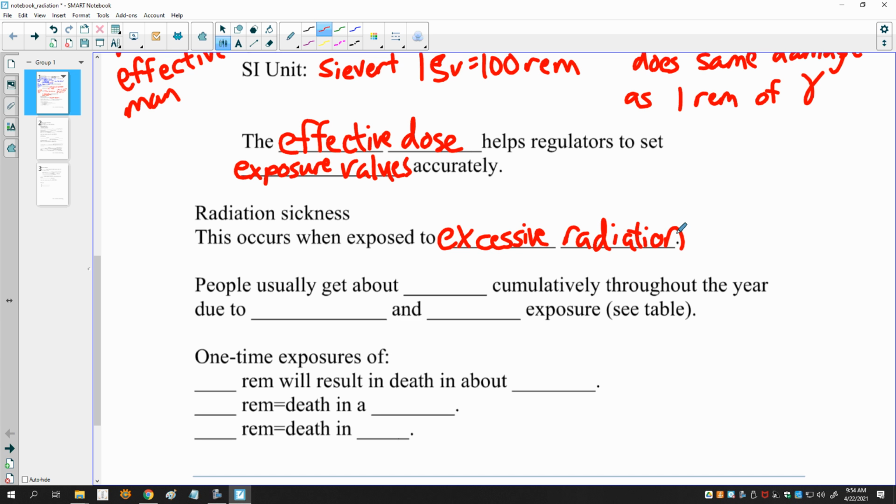There's a table in your book that lists the amounts of radiation that you'll get just due to natural or man-made things as you go about your life, and these are usually relatively small, less than, say, 400 rem cumulatively throughout the year. Sorry, let me correct that. It's not 400 rem, it's 400 millirem. So much less than a rem. Actually, 400 millirem would be about 0.4 rem, cumulatively throughout the year, and this is due to natural and man-made exposure.